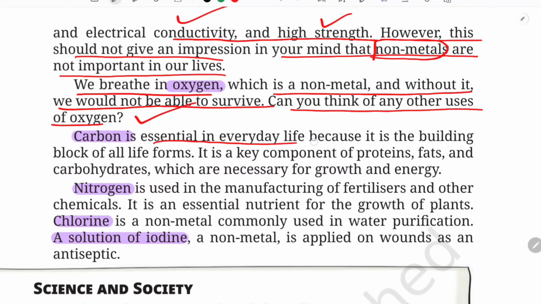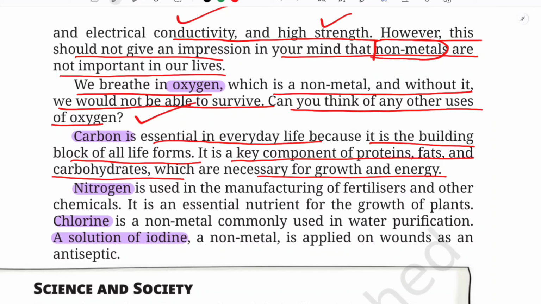Carbon is essential in everyday life because it is the building block of all life forms. Why? Because it is a key component of protein, fats and carbohydrates, which are necessary for growth and energy, and they are necessary for the growth of our body also, isn't it? If you don't take in protein, fats and carbohydrates, what will happen?